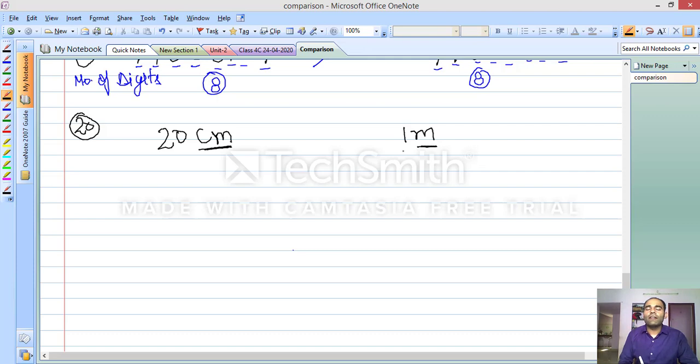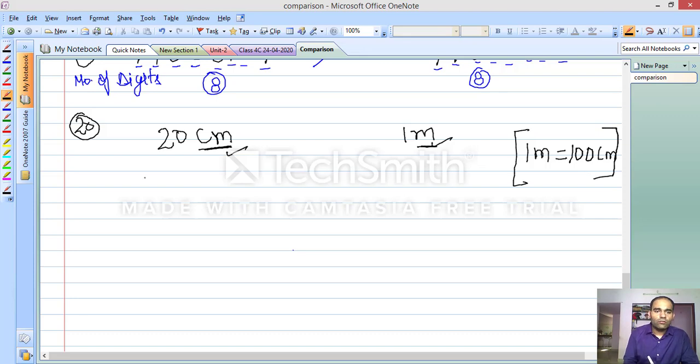We will always try to convert a big unit into a smaller unit. So which one is the bigger unit, centimeter or meter? Meter. We will convert the meter part into centimeter. Tell me, 1 meter equals how many centimeters? I have told you in the previous class, 100 centimeter. Very good.